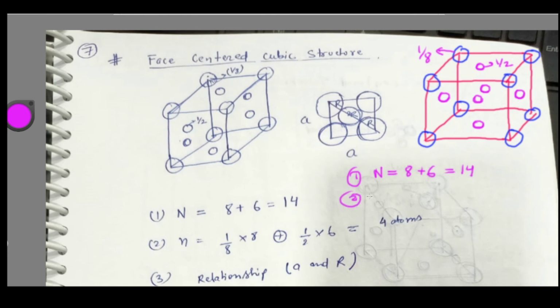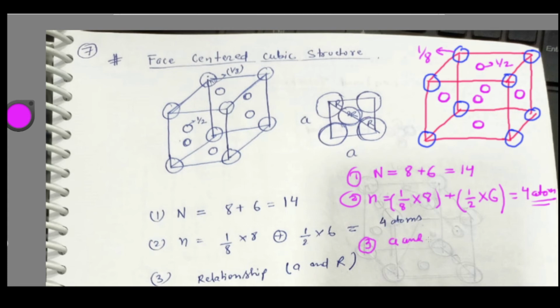And second, if you want to calculate the effective number of atoms, that is small n, only 1 by 8 of each corner atom is present inside the cube, so 1 by 8 times 8, and half of each face side atom is present inside the cube, and there are 6 face side atoms, so the total number of effective atoms is 4. So the effective number of atoms for the FCC face centered cubic structure is 4.